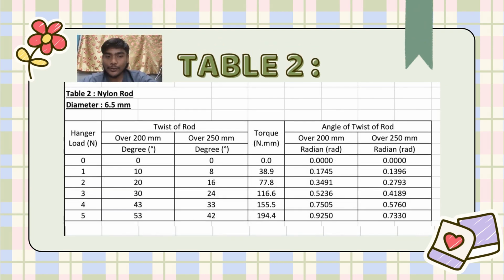Next, we have table 2. Table 2 is for the nylon rod. Nylon rod diameter is 6.5 millimeter, and the table consists of the same as table 1. Also, we have hanger load, twist of the rod in degree over 200 and 250 millimeter, torque, angle of twist of the rod in radian over 200 millimeter and over 250 millimeter.